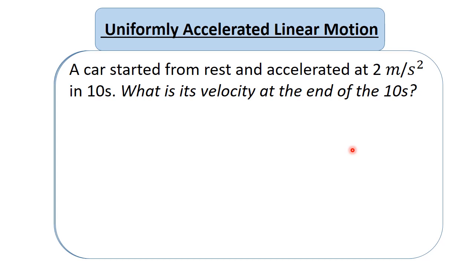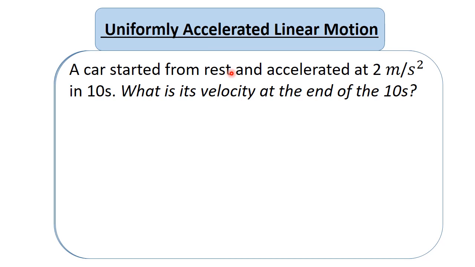Another example: a car started from rest and accelerated at 2 meters per second squared in 10 seconds. What is its velocity at the end of the 10 seconds? There is an important thing that you should learn from here. It's very important. A car started from rest and accelerated at 2 meters per second squared. If something started a journey from rest, what this means is its initial velocity is 0, because from rest means it wasn't moving, so its initial velocity is 0.